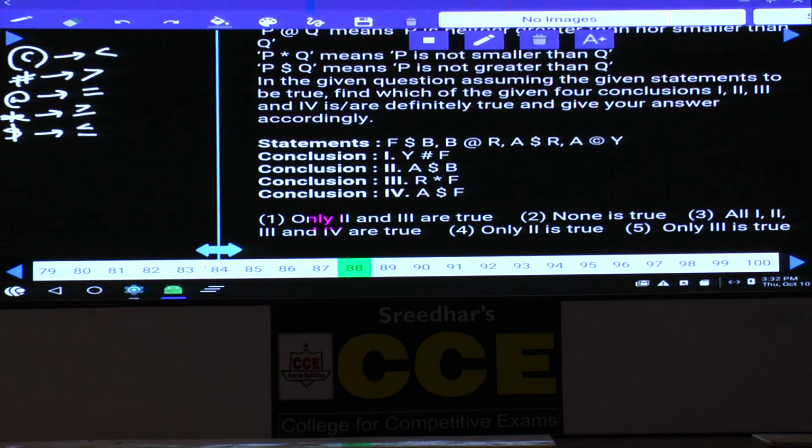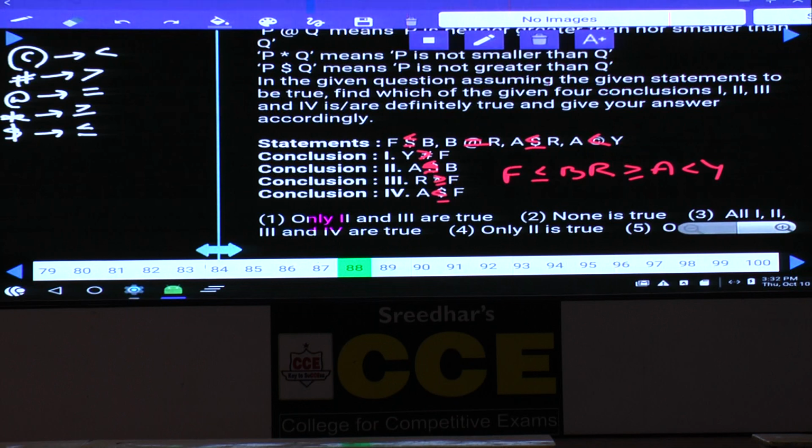Then coming to question number 88, F lesser than or equals to B. B at the rate of R means B equals to R, and dollar means lesser than or equals to, and copyright is lesser than. Here hash stands for greater than, dollar is lesser than or equals to, and star is greater than or equals to. Then with the help of this, F lesser than or equals to B, B equals to R, A lesser than or equals to R means R greater than or equals to A lesser than Y.